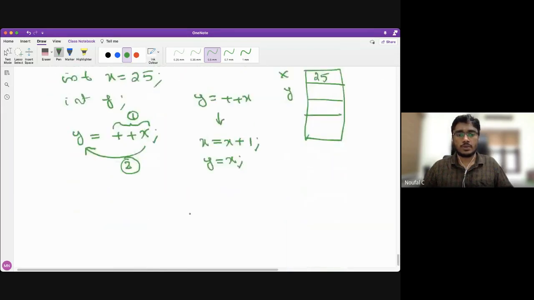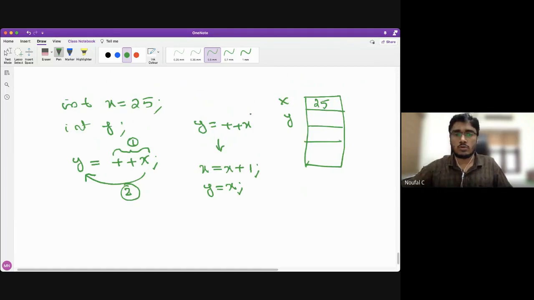Pre-increment operator. Look at this particular example. The value of x is 25, no issue. I haven't given y any specific value. Now listen to this line. If I write y is equal to plus plus x, the value of x will be incremented first. So the value of x, 25, will become 26 without any doubt. Then y will also get the value 26.